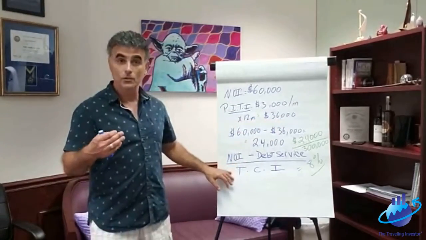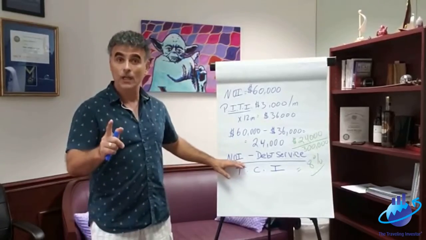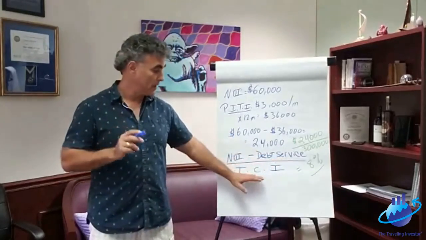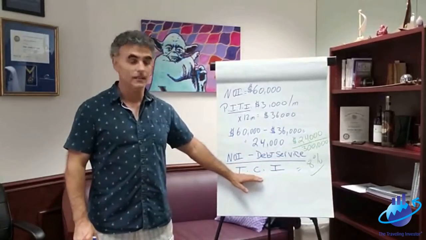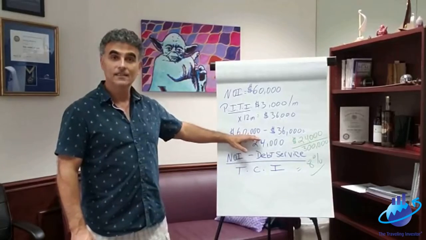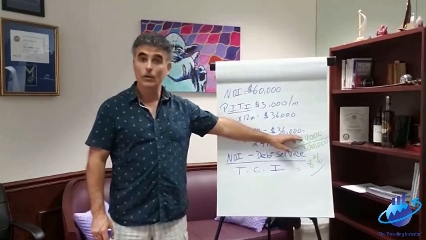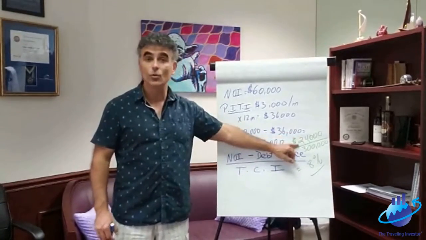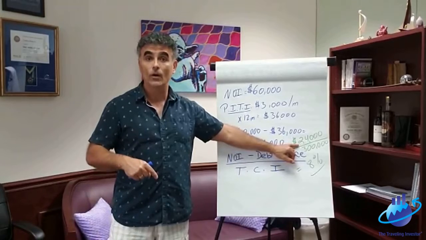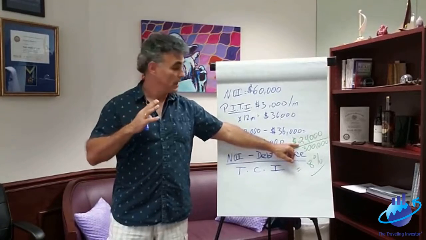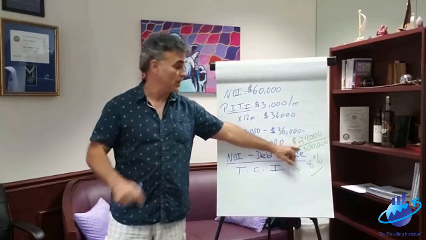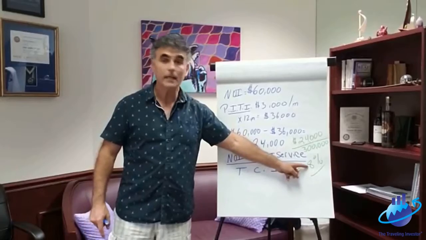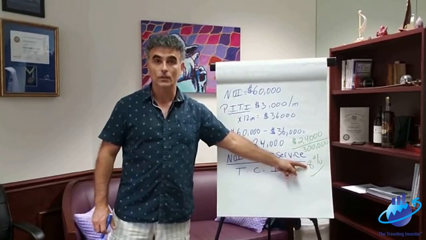Then what's the equation? Do you remember? It's the annualized net operating income, subtract the annualized debt service, divided by the total cash invested. So we have the NOI, $60,000. We have our debt service, which is $36,000. We subtract those two and we get $24,000. This is our NOI after debt service, over our TCI, total cash invested. And when you do the math, you get an 8% return.